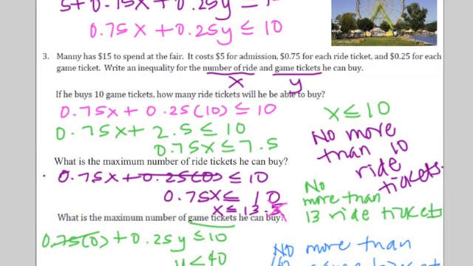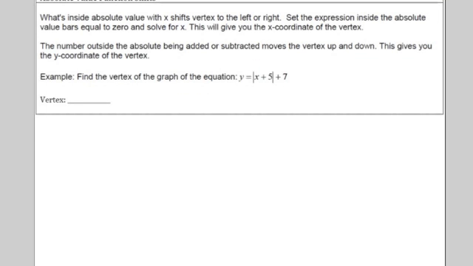If you have any questions on that, please let me know. Otherwise, we're going to go ahead and move on to absolute values. Absolute value functions. We've already graphed these. Just a little reminder, what's inside the absolute value with x shifts the graph left or right. Okay, so in order to do this, we want to set the expression inside equal to 0 and solve for x. This will give you the x coordinate of your vertex. The number on the outside gives you the y coordinate of your vertex, and it is whatever number is being added or subtracted, exactly like you think.